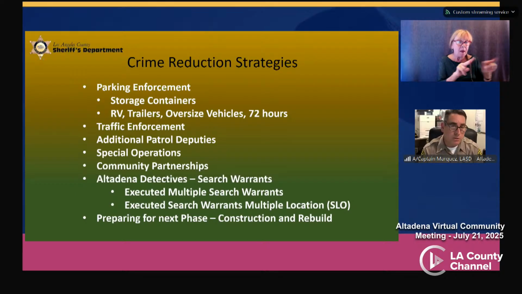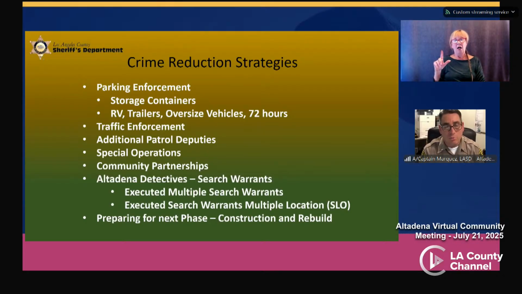We're still conducting special operations on a periodic basis, and all the techniques that we've been employing in the past. We're still trying to implement basically a community partnership so that the community can work with us on ways that they can utilize to lower crime in their community or near their house, and especially for the businesses when they come back. Our Altadena deputies have done a great job.